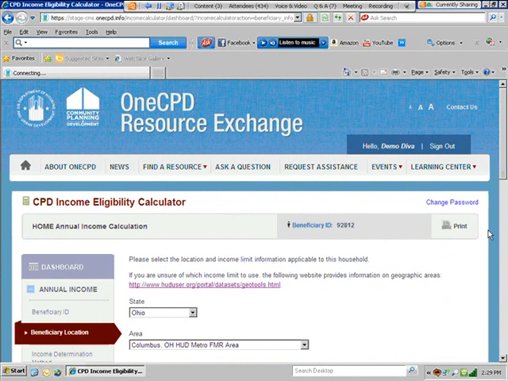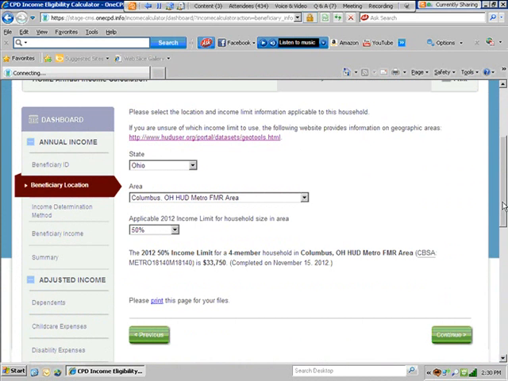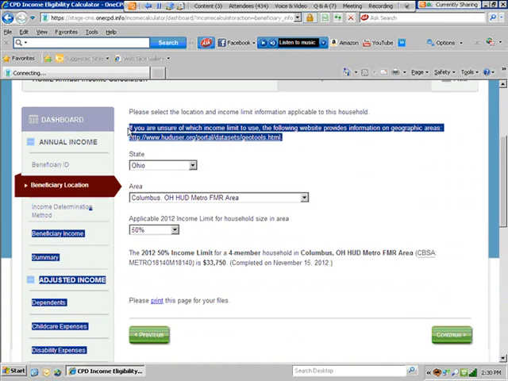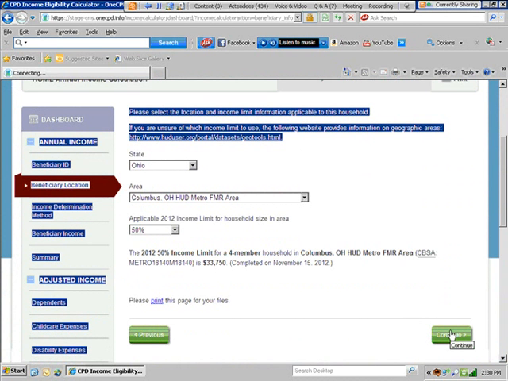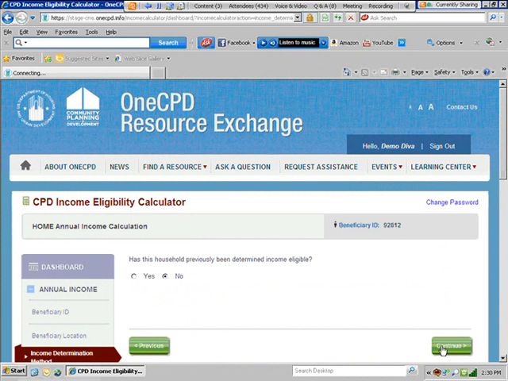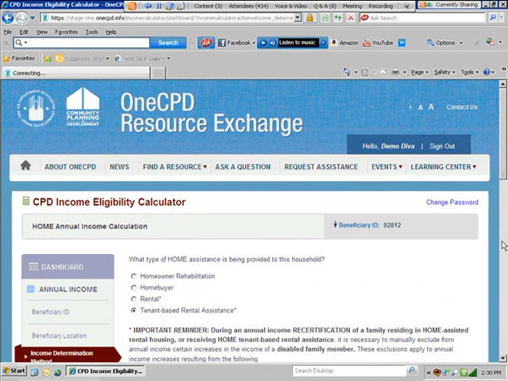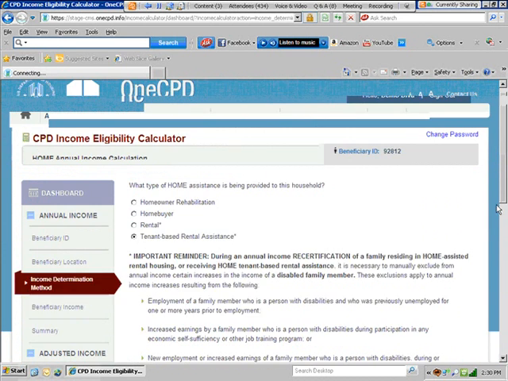And then for this particular example, we're in Columbus, Ohio, which is where I'm based. It's the center of the universe, so I wanted to make sure we had an example from here. Folks that are having trouble finding their income limit, there is a website here, which we had a few questions on Tuesday, okay? So you want to take a look at that particular data set if you're having trouble finding your jurisdiction. So we have not determined them to be income eligible before, okay? We are doing tenant-based rental assistance.